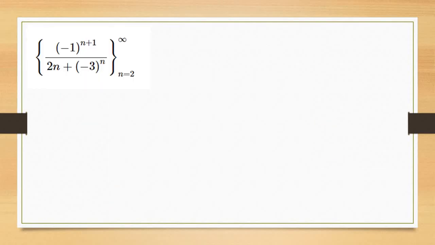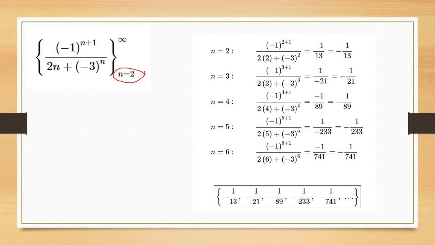Another example. Okay, in this case, our n will start at 2. Okay? And so here are our first 5 terms. So if n is 2, our first term is negative 1 over 13.